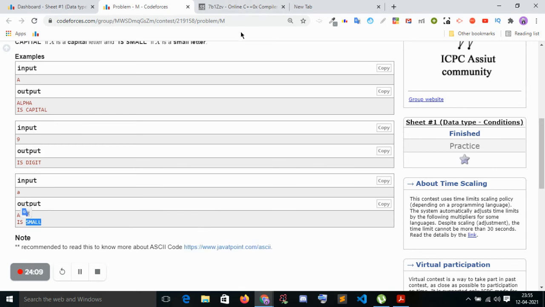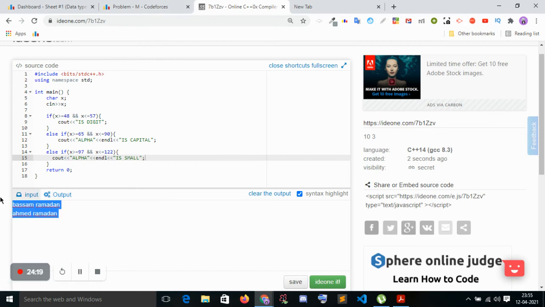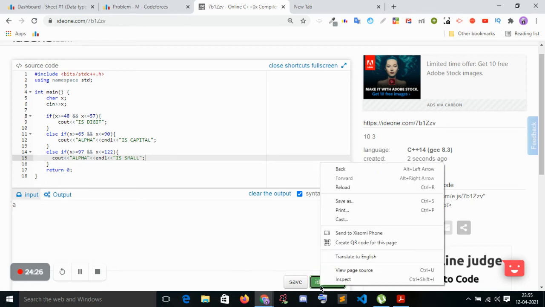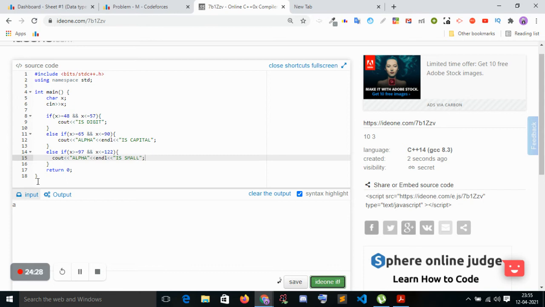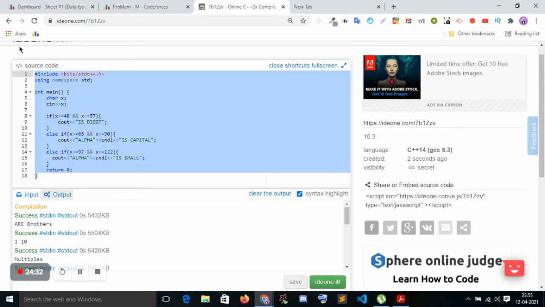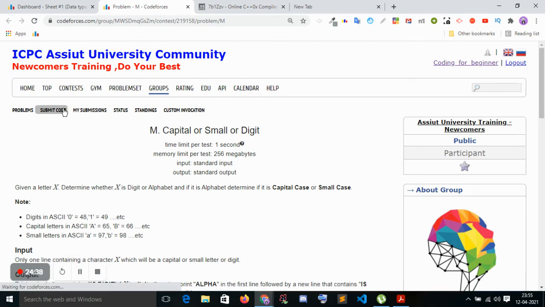Here the link is given, you can read it. Is small. Okay, so if it is small a, just try it a. So I'll copy it. Alpha is small, so it's getting correct. So I'll submit it. You can check a lot of conditions.